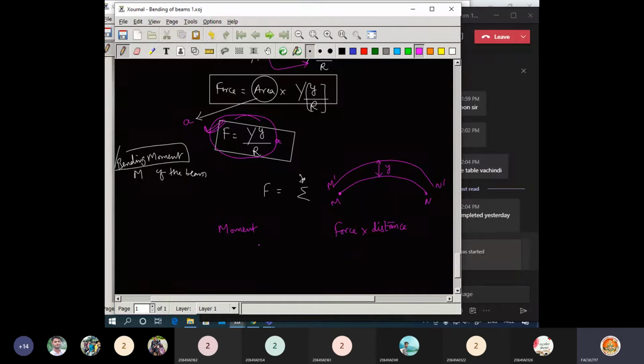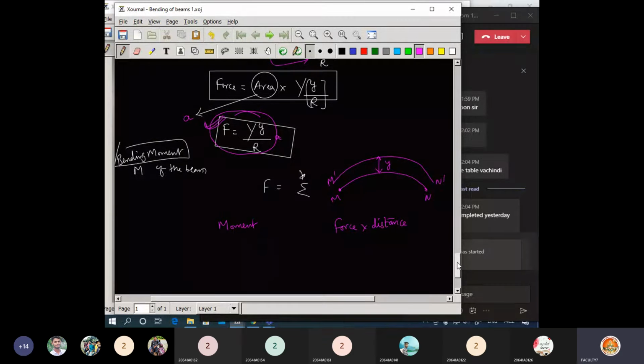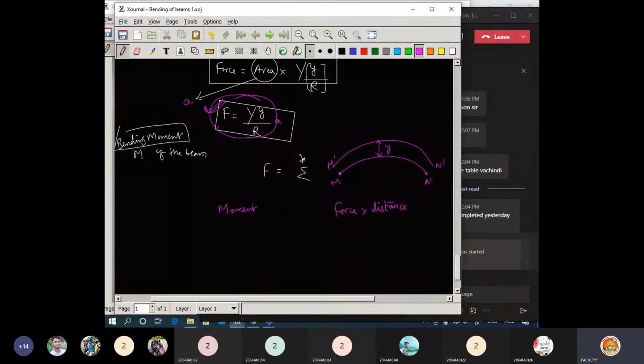The perpendicular distance is y. Now moment can be given as force into distance. Now you can substitute force equals this value here, and the distance is y. So now the moment can be given as capital Y into small y by capital R.